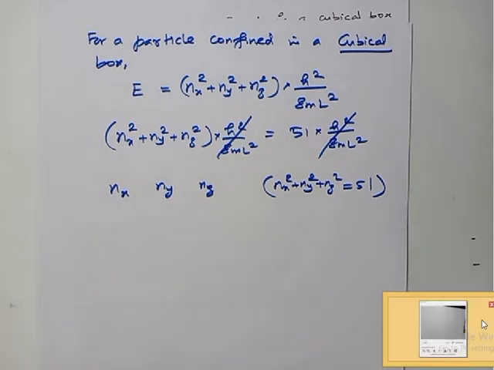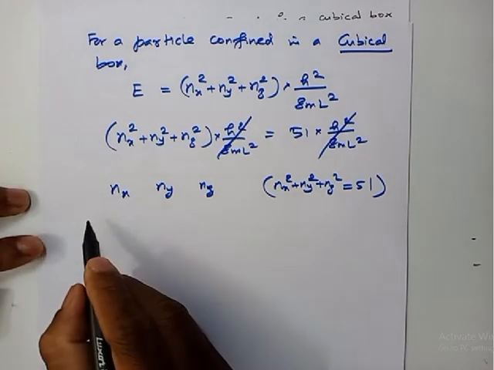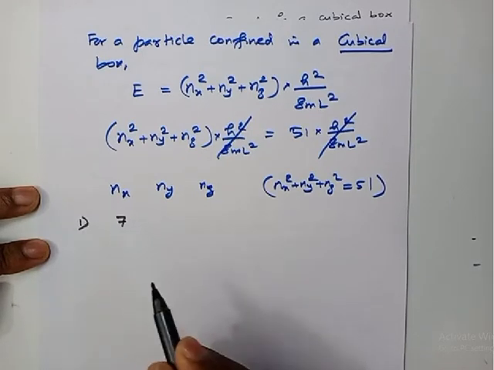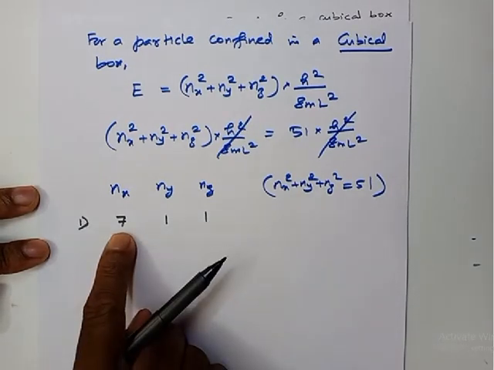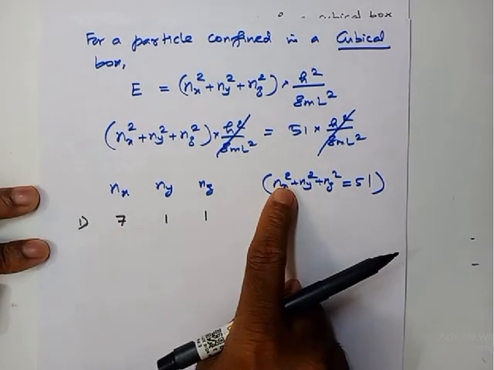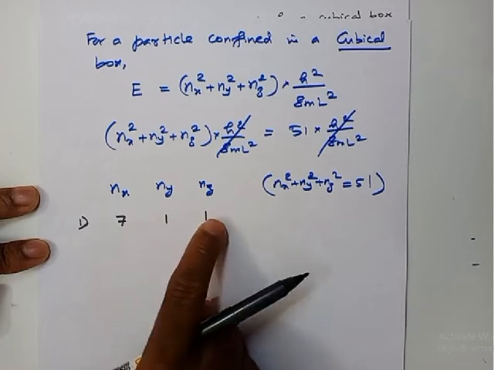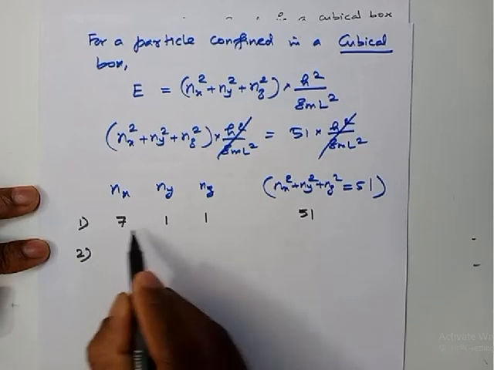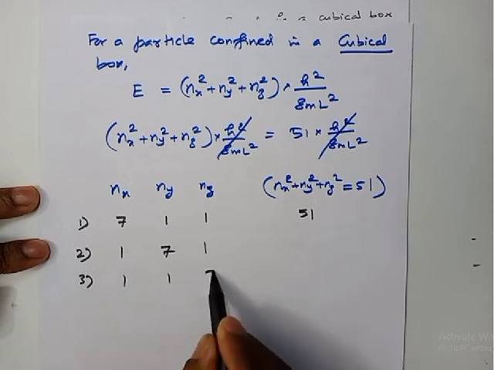Let me do this and give you the answer. Listen, the first combination is this. You take nx as 7, ny and nz as 1, 1. So nx square is 49, ny square is 1, nz square is 1, so 49, 50, 51. I get 51 here. And here we have 3 combinations: 7 1 1, or 1 7 1, or 1 1 7.